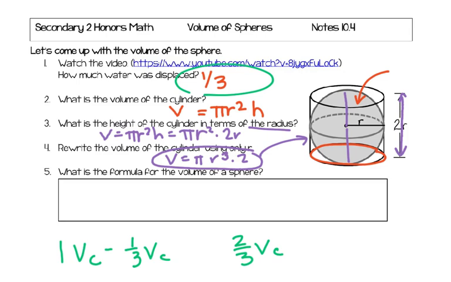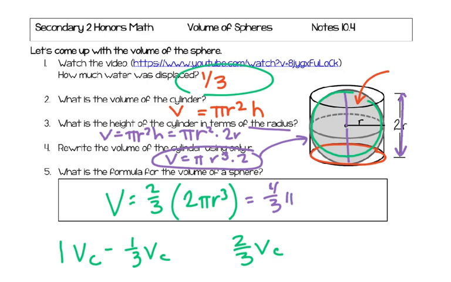So the formula for the volume of a sphere, which is what's left in here, is going to be 2/3 times the volume of the cylinder, which is 2 times pi r to the third power. When I simplify that, 2/3 times 2 is 4/3, and then pi r cubed. And that is the volume of a sphere.